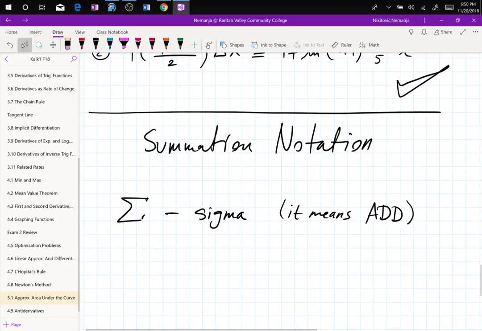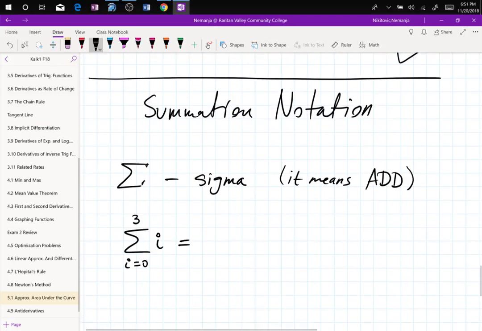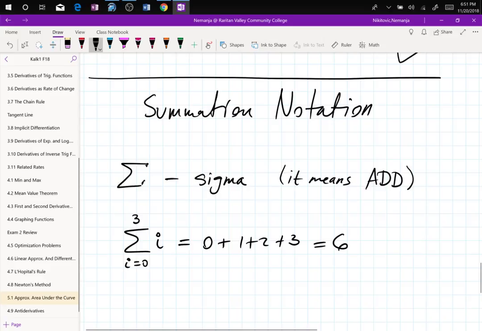Now, how does it work? Well, we put the counter i on the bottom and say i goes from 0 to, let's say, 3, and we put the formula i inside. i is going to take on the values here, and those values are always integer values. So this is 0 plus 1 plus 2 plus 3. Stop at the top number. It's a very simple notation. So this is equal to 6.